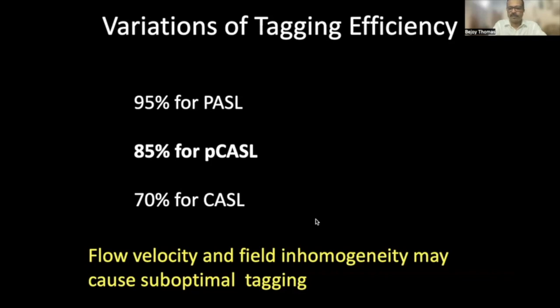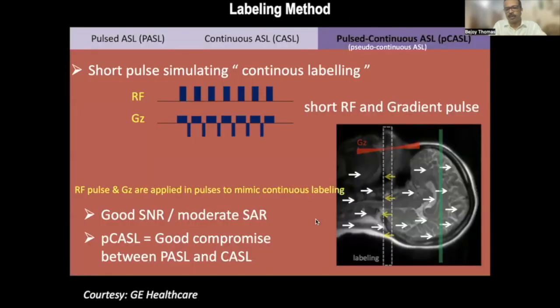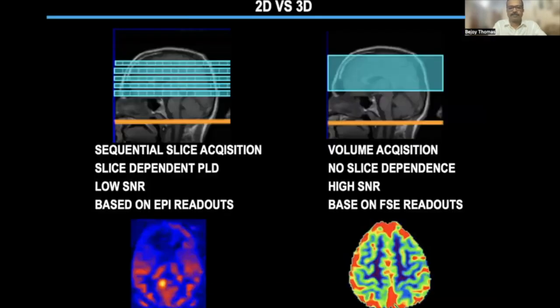And this is the 2D pulsed ASL, which we acquire on a 1.5 Tesla scanner. We'll also talk about this. This is what is happening in the pseudo-continuous or pulsed continuous ASL. The adiabatic inversion pulses are pulsed, so that the SAR can be limited, and at the same time you can get a relatively high SNR.